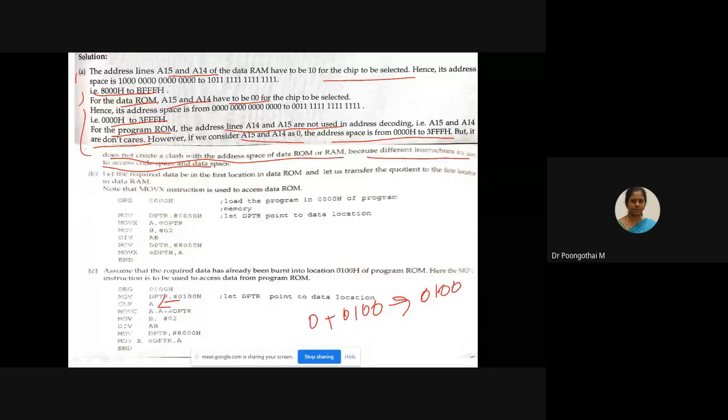Here we have 8-bit data, so transfer that data to the accumulator. After that, divide that value by 2. After the division, you have to move the data into data RAM. Data RAM starting address is 8000, so initialize DPTR with 8000 and move that value using a MOVX instruction. So in order to access data bytes from program memory, you have to use MOVC. In the case of data space, you have to use the MOVX instruction.